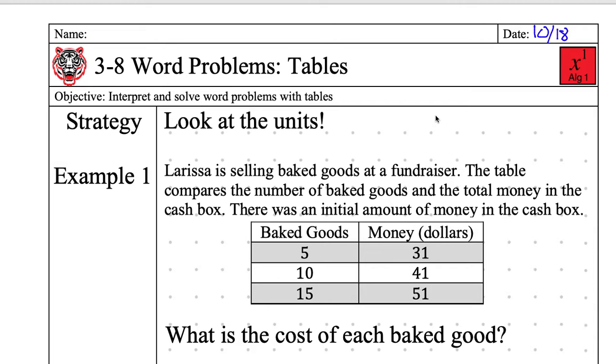Alright, is there a quiet raised hand who can read our objective? Looks like Emma is first. Enter chat and solve word problems with tables. There it is, yeah, thank you.